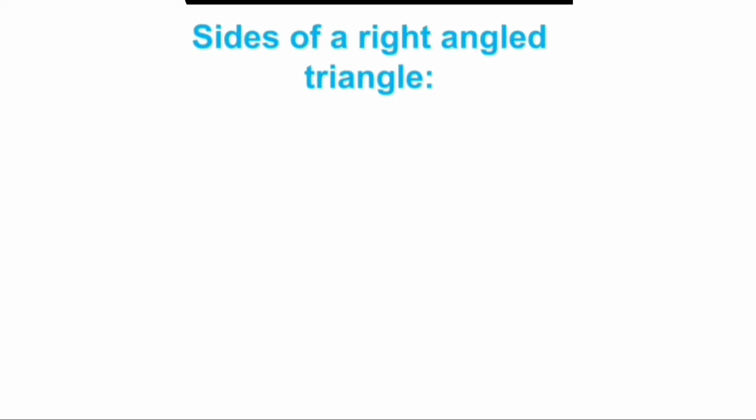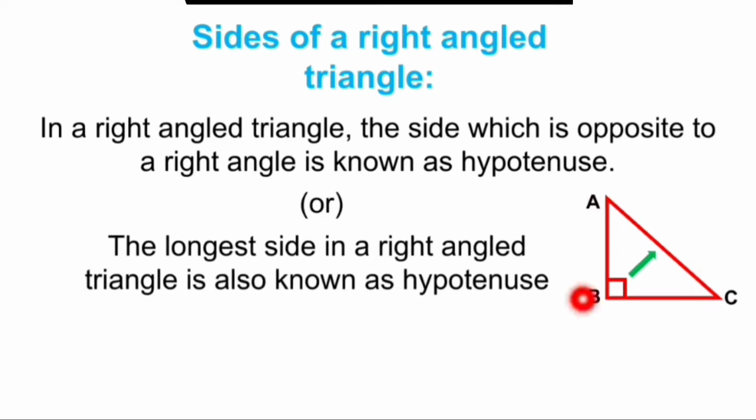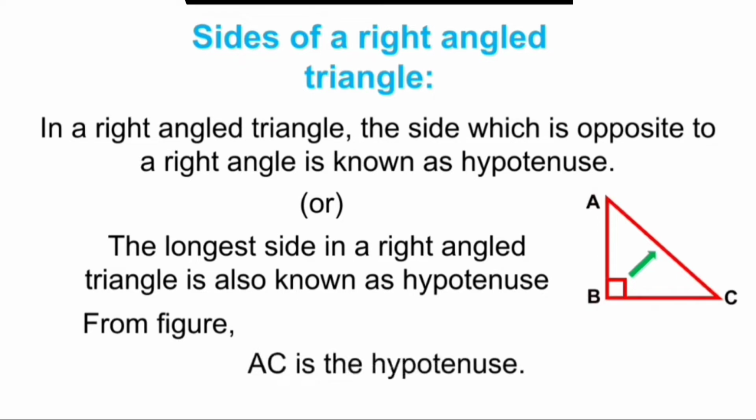Children, now let us learn about the sides of a right angle triangle. Children, in a right angle triangle, the side which is opposite to the right angle is known as the hypotenuse, or the longest side in a right angle triangle is also known as the hypotenuse. From the figure, which is the hypotenuse? Yes, the side AC is the hypotenuse.